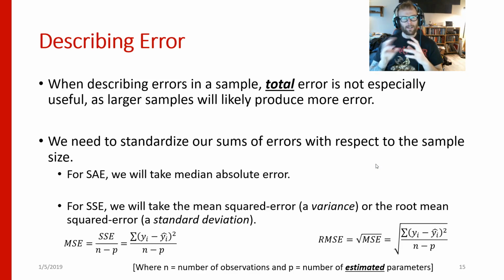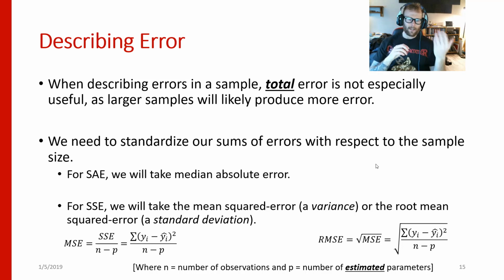So now, when we're describing these errors, we've talked about the sum of absolute error and the sum of squared errors, but total error is not always very useful because larger samples are more likely to produce more error, which you can think about conceptually. If I have 10 scores and I calculate the sum of squared error, that's probably going to be smaller than if I took the sum of squared errors from 100 scores, simply because there are more scores. So when I take the sum, it's going to be bigger. So total error isn't always useful. We want some way to standardize those sums with respect to the sample size.